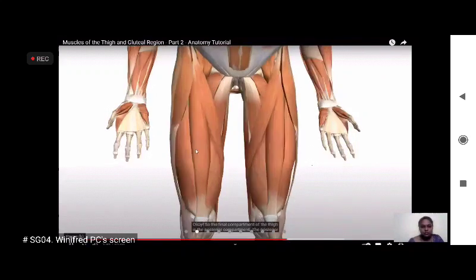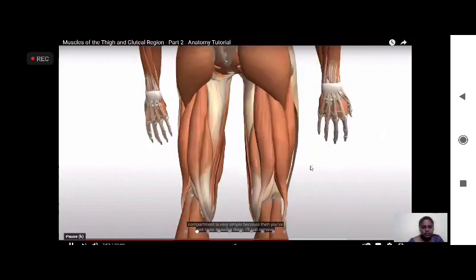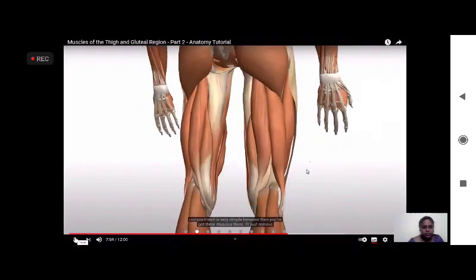Okay, so the final compartment of the thigh is the posterior compartment. The posterior compartment is very simple because you've only got 3 muscles there. In the posterior compartment, the hamstring muscles are there. They are biceps femoris, semitendinosus, and semimembranosus. And these muscles help in the extension of the hip as well as flexion of the knee.